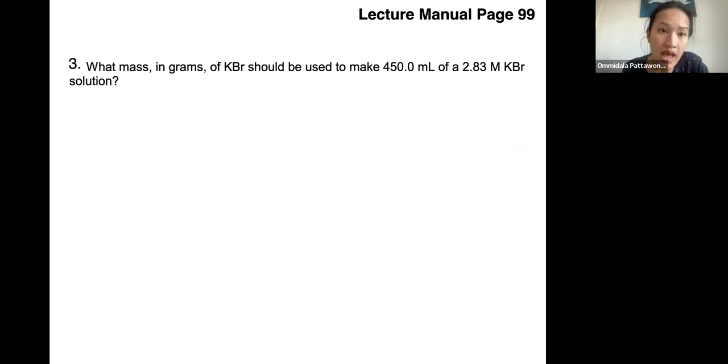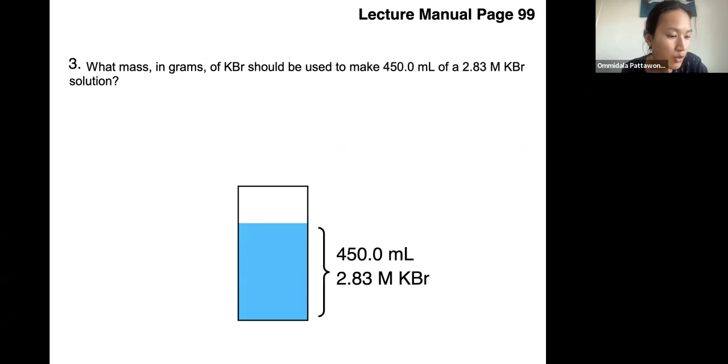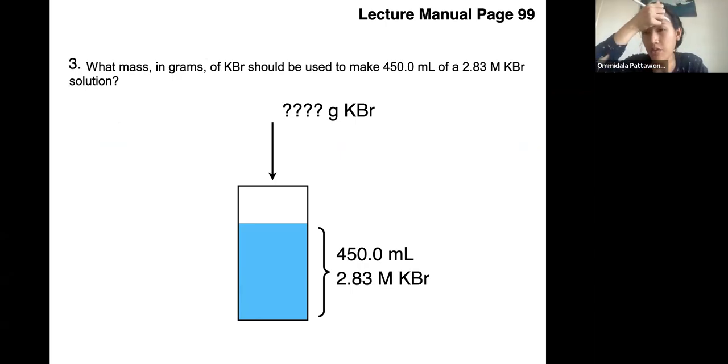Okay, so number 3 is asking you about the mass of potassium bromide that we need to make 2.83 molar, and make up to 450 milliliter. So in this case, we want to eventually make this, but we don't know how many grams of KBr we need to actually add. So that's what we are going to have to calculate. We need to calculate the mass of the potassium bromide. Okay, so how can we do that?